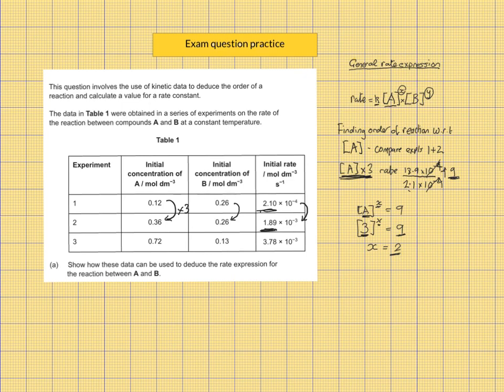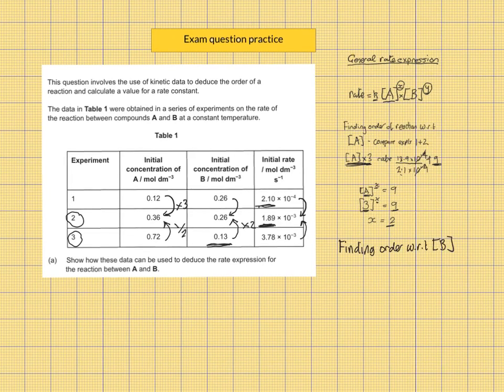To find the order of reaction with respect to the concentration of B, we haven't been given an option where the concentration of A has been kept the same. However, what we do know is the order with respect to the concentration of A. So let's look here where the concentration of B has been doubled and the concentration of A has gone down by a half. We'll now look at the effect on the rate. So we're going to compare experiments 3 and 2 to find the order of reaction with respect to the concentration of B.